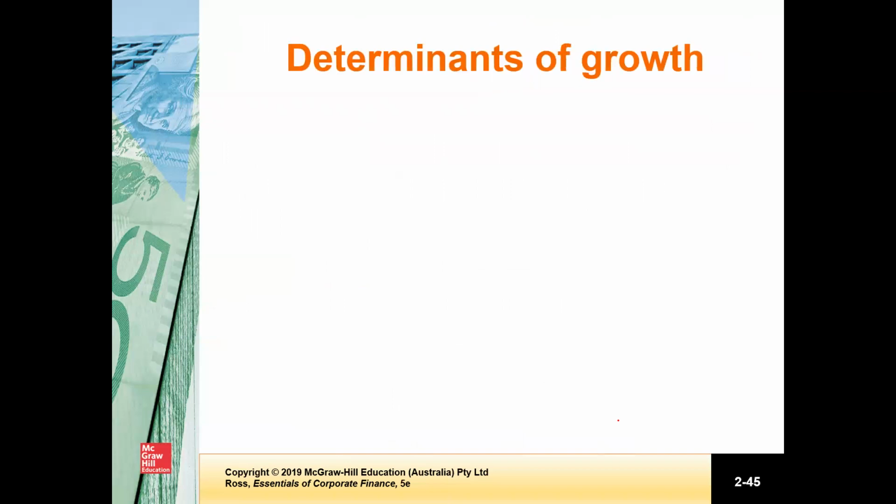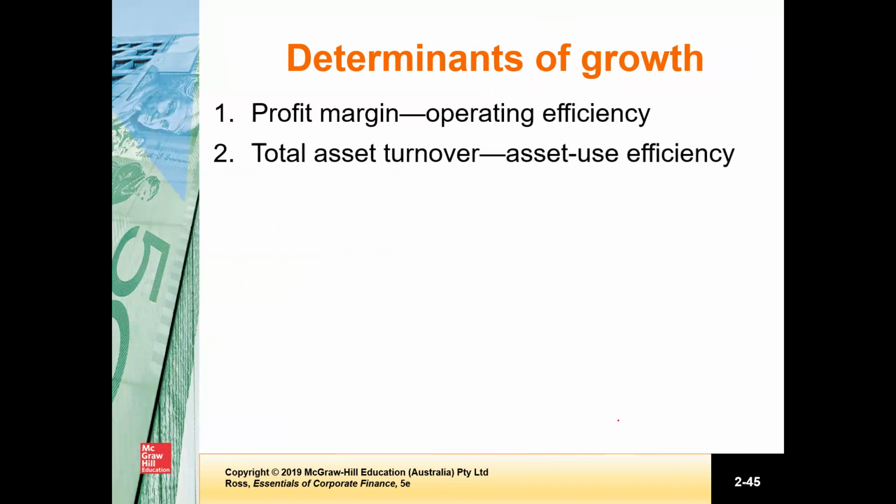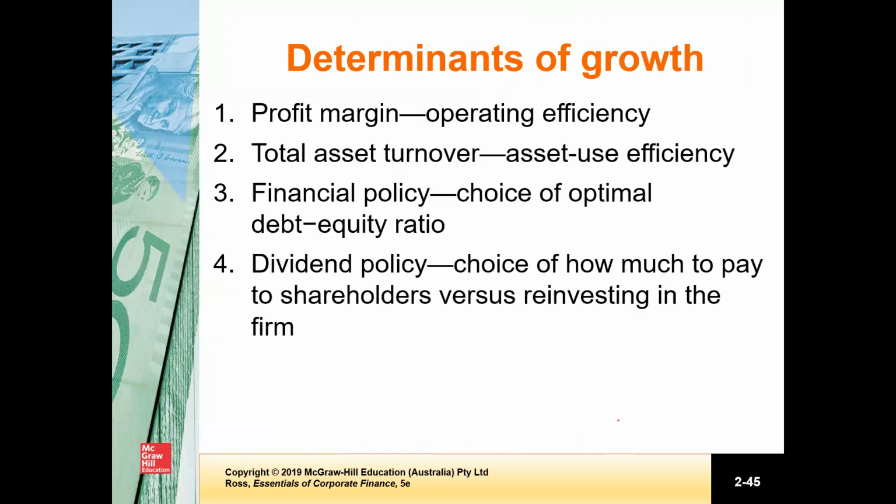Putting it all together, a firm's ability to sustain growth depends on its profit margin, its total asset turnover, its financial policy, as well as its dividend policy. Regarding profit margin, we all understand that an increase in profit margin will increase the firm's ability to generate funds internally, so that will increase its sustainable growth.